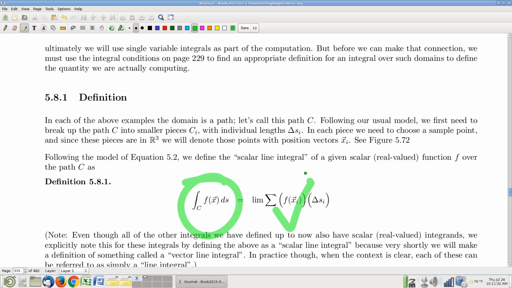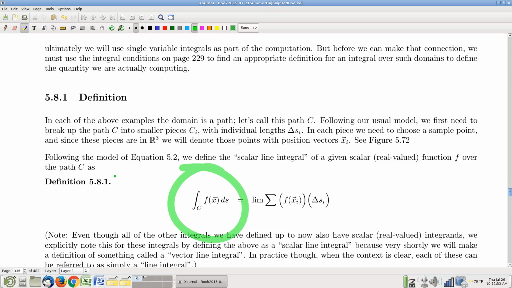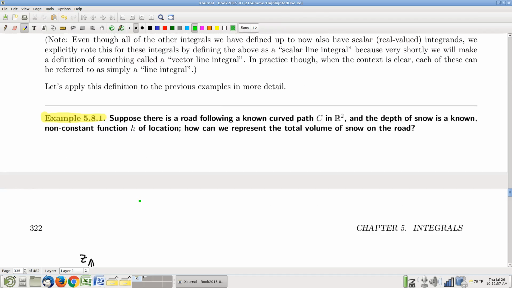By the way, it remains to be seen how to compute these things. Is there a fundamental theorem of calculus for scalar line integrals? No comment just yet. We'll get to that in a few minutes. So right now I just want to say that this represents a Riemann sum, a chop it up, add it up strategy. Okay, so let's apply this strategy, this notation, to some examples.